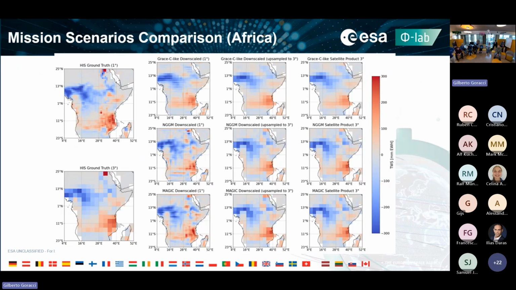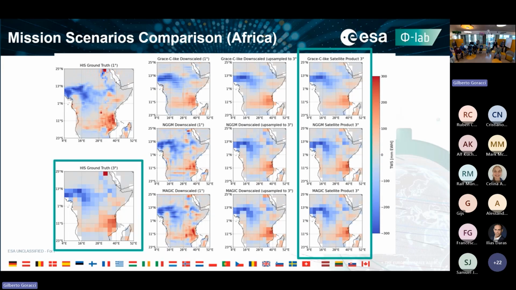So this is one of the snapshots in the time series for Africa. Let's start from the comparison between the ground truth at 3 degrees on the left and the satellite products on the right. The first thing that we can see here is that the satellite product from GRACE is much poorer than the ones that we get from NGGM and MAGIC. And this will have an effect also on the downscaling.